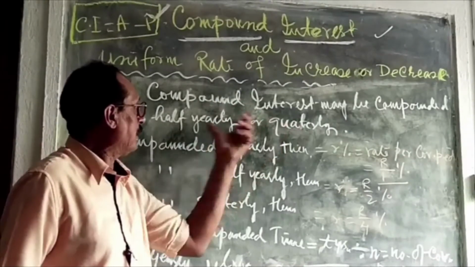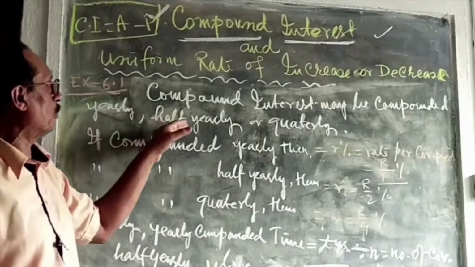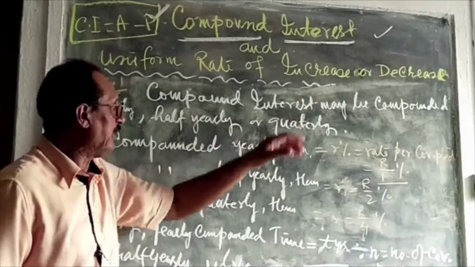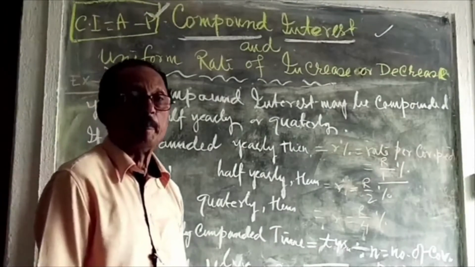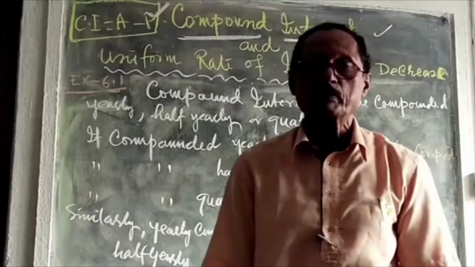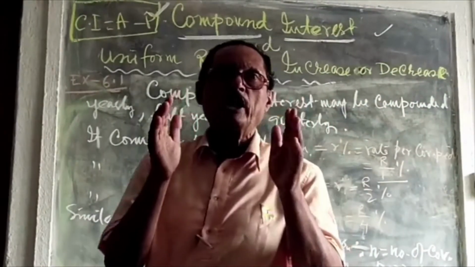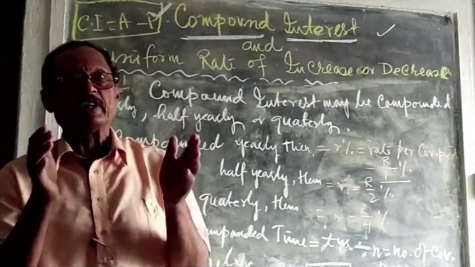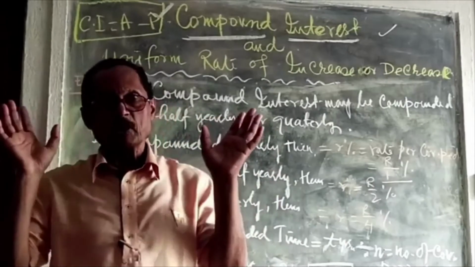So when the condition comes like this, whether it is yearly compounded, half yearly compounded or quarterly compounded, then when the rate of interest per annum is given, we have to convert it to the rate of interest per conversion period. Per conversion period means what? The period after which the interest is calculated over the principal is known as the conversion period.